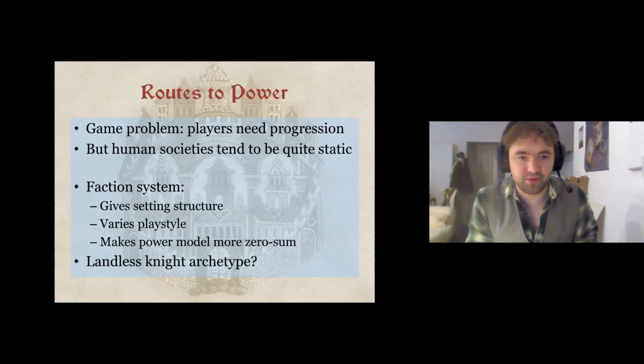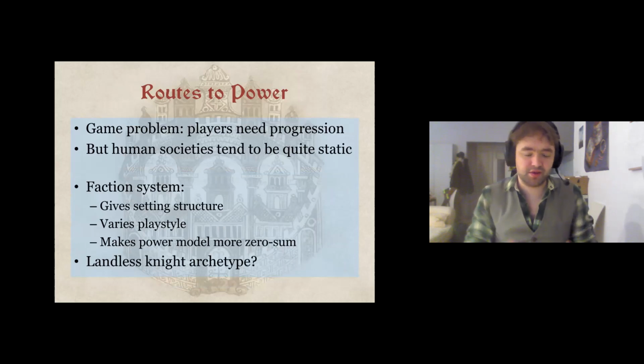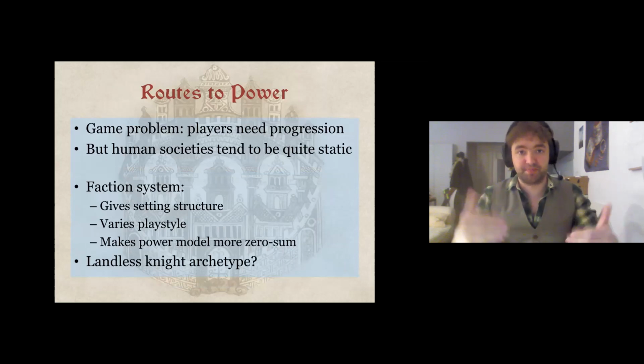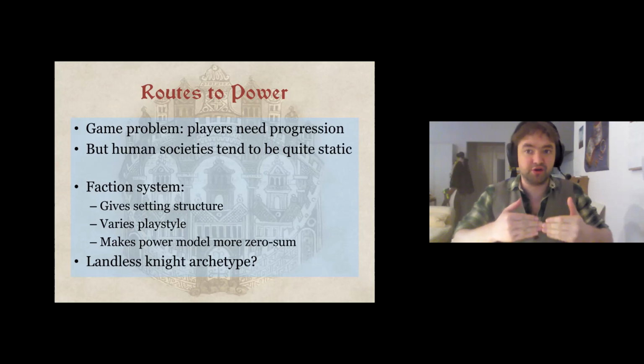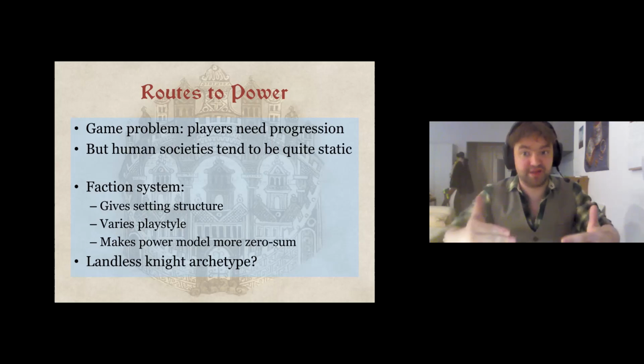How does all that end up working in practice? So as you progress through the game, we've got these routes to power. This is a game problem in that human societies tend to be quite static, but players need progression. So you end up having to make main characters that are society breaking, which is quite weird when you're trying to also represent that society.